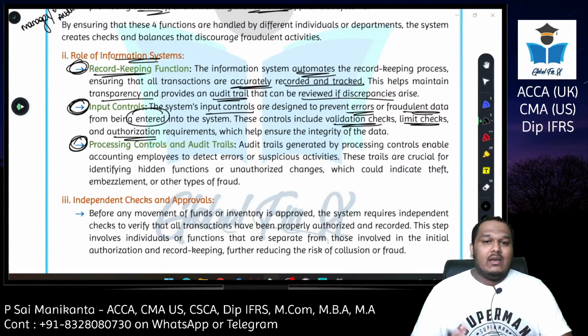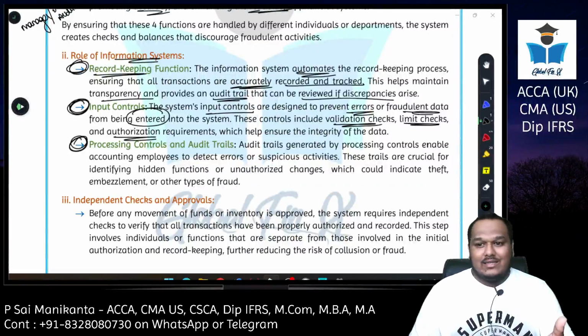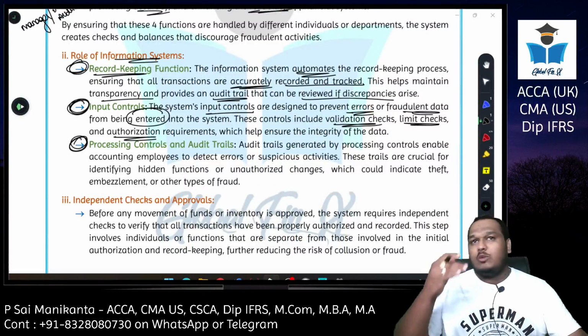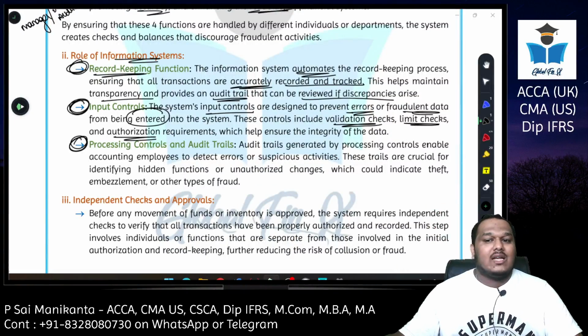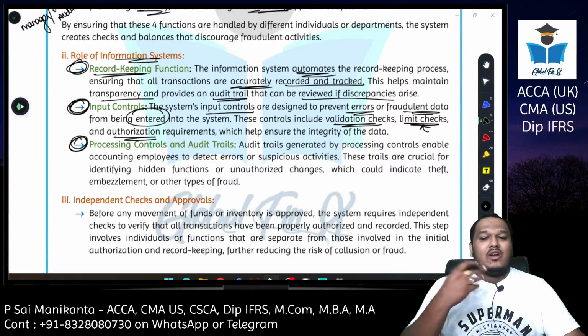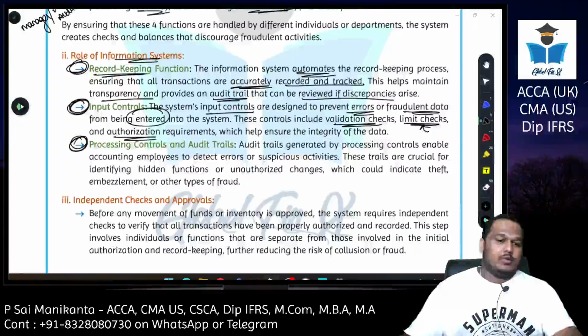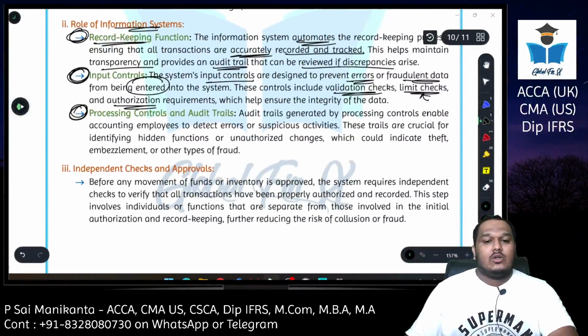Like a mobile number field should not allow text to be entered, or an amount column should be minimum this much, maximum this much. Those are limit checks or reasonable checks. We already covered this in the previous topics. I don't want to repeat. And then processing controls are also the same.